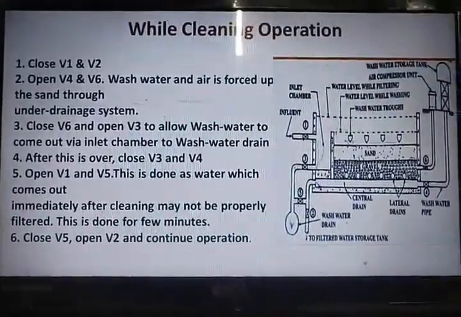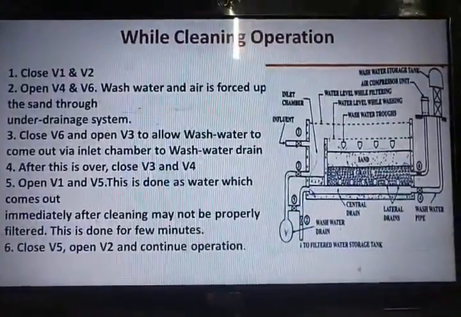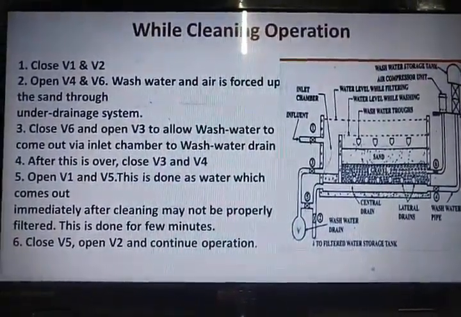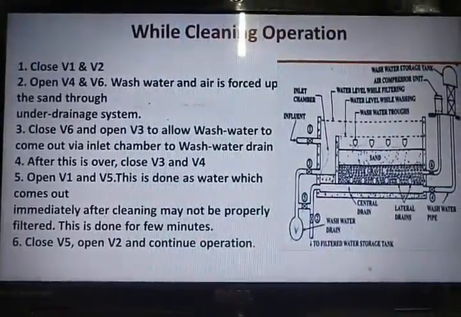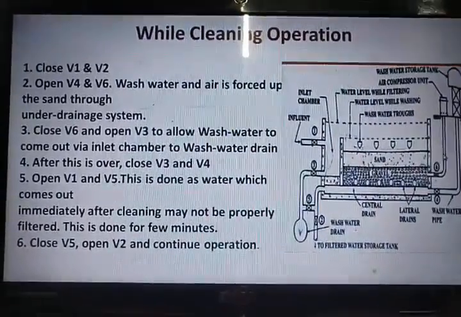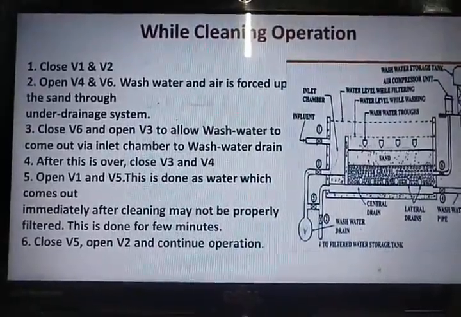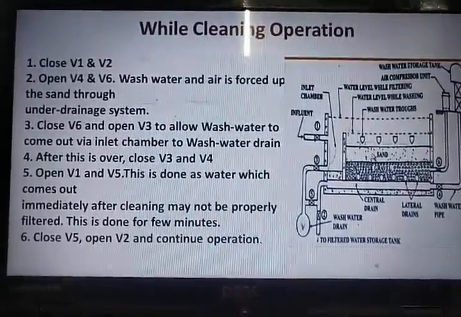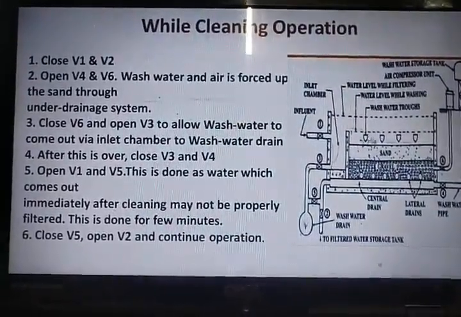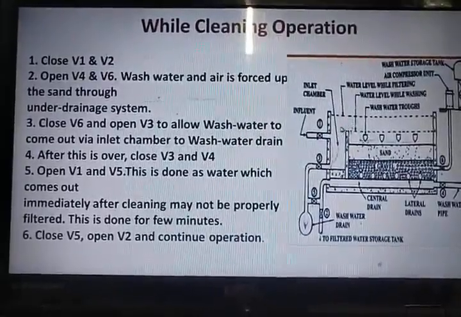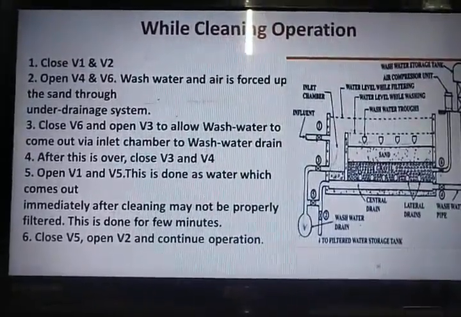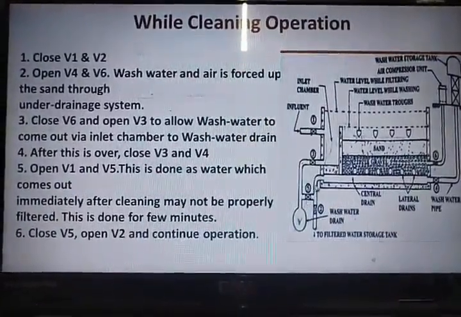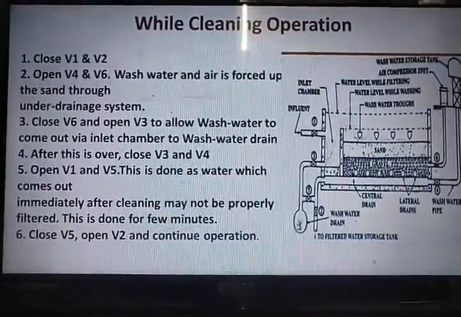Okay, so here you can see the V6 and V3 valve is open, that is air is blown with some pressure here, and if you blow the air and water from this backwash water, the backwash water will be collected in the troughs. Okay, and it will come out through this area here, and it will be collected into this washed water drain.